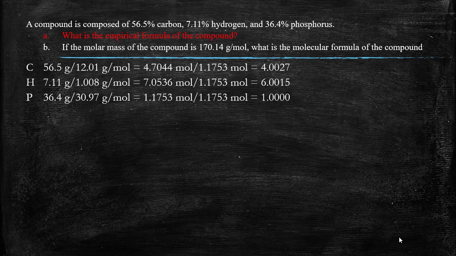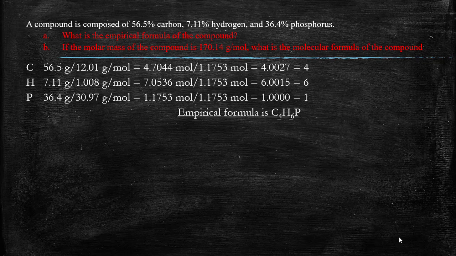Now we look at the tenths place. If the number in the tenths place is 0, 1, or 9, you can round to the nearest whole number. If it's any other number, you have to multiply till whole. Here, they're all zeros, so we can round them to 4, 6, and 1 respectively. So the empirical formula is C4H6P.